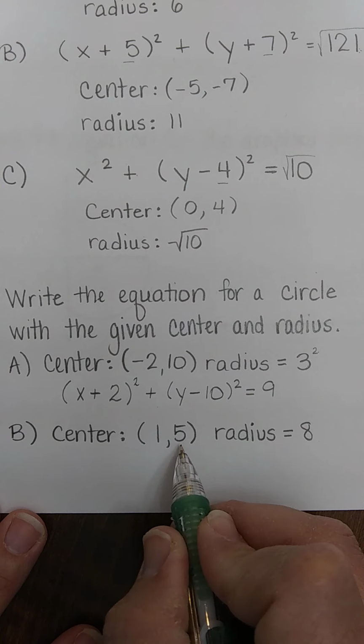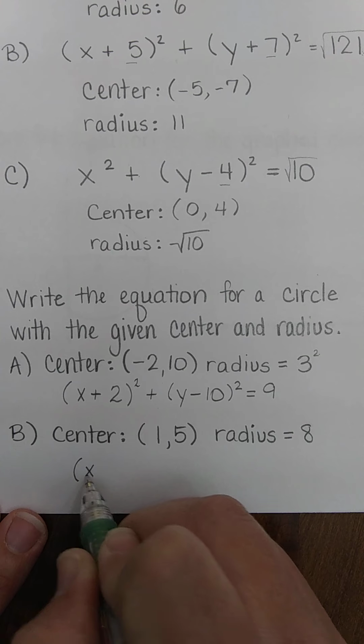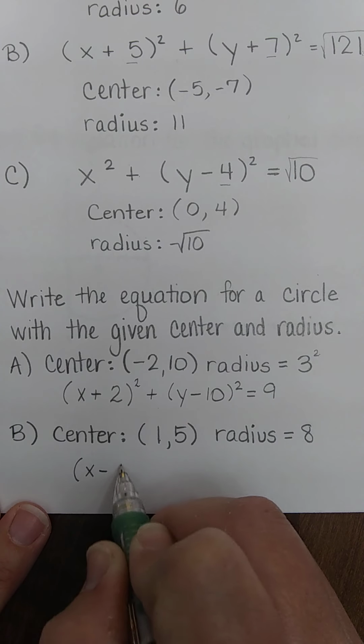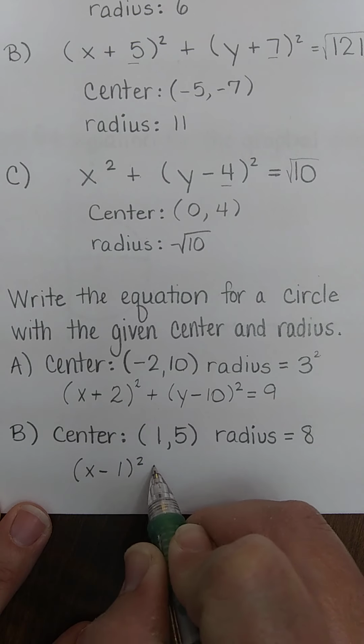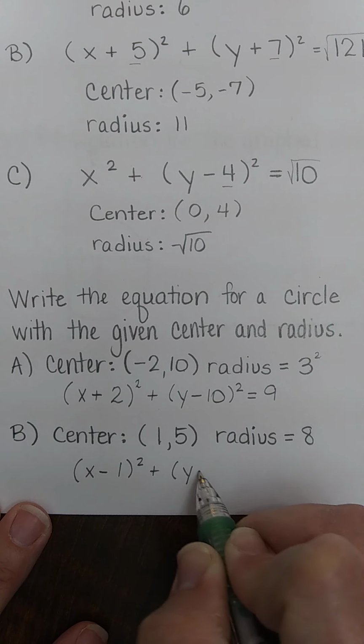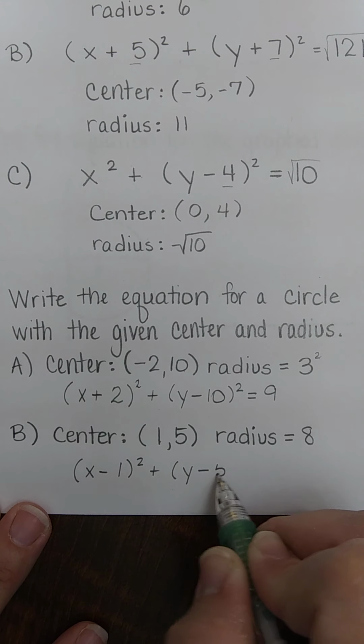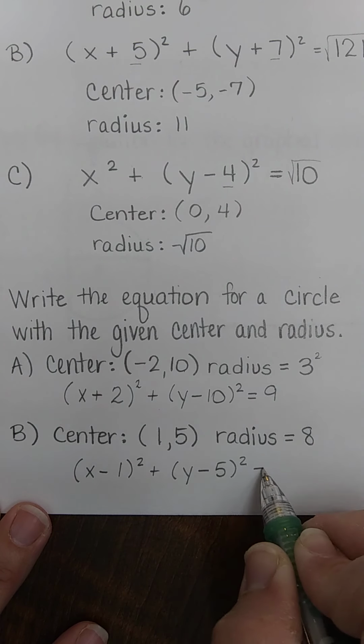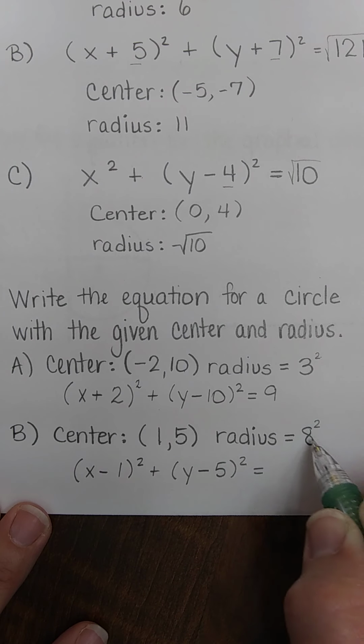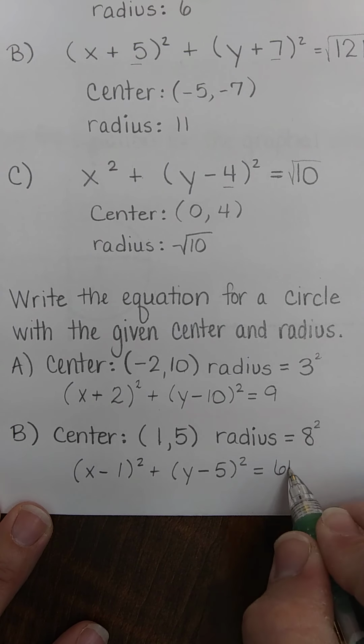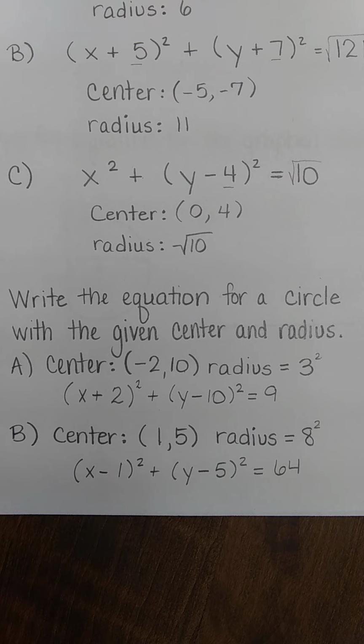And then we have a center of (1, 5), so x minus, and our h is 1, squared, plus y minus, our k is 5, squared, equals the radius squared, so 8² is 64, and there we would have our equation.